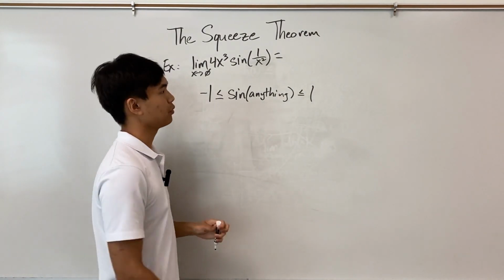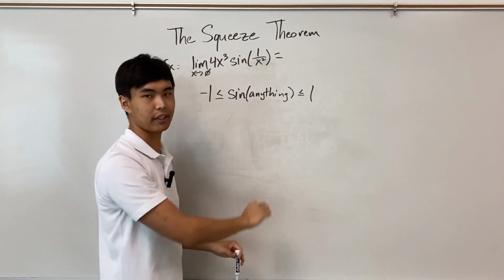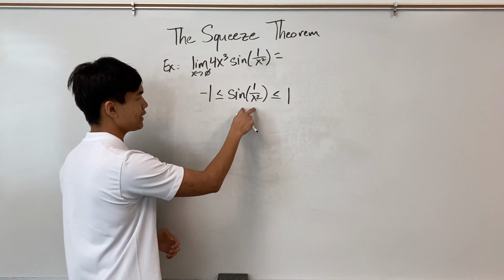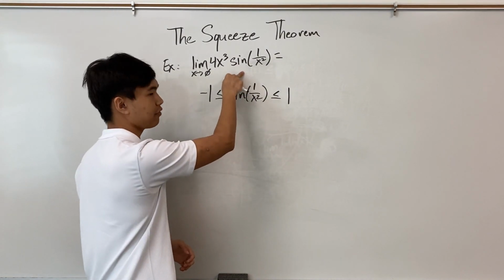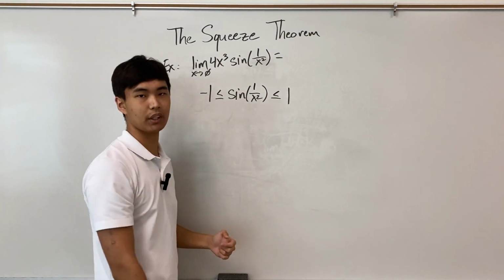And in this specific problem, we see that we have 1 over x squared inside sine. So I'm going to put a 1 over x squared in here, like so. Our goal is to get this thing in the middle exactly like what we're trying to find the limit of. To do that, I'm going to multiply 4x cubed to every part of the inequality, like so.